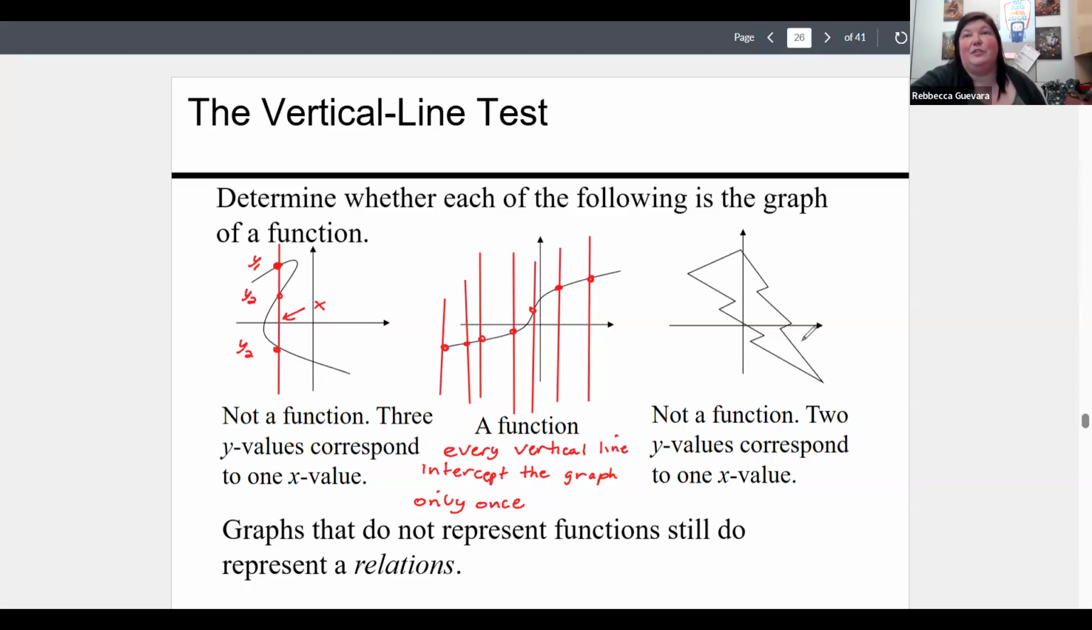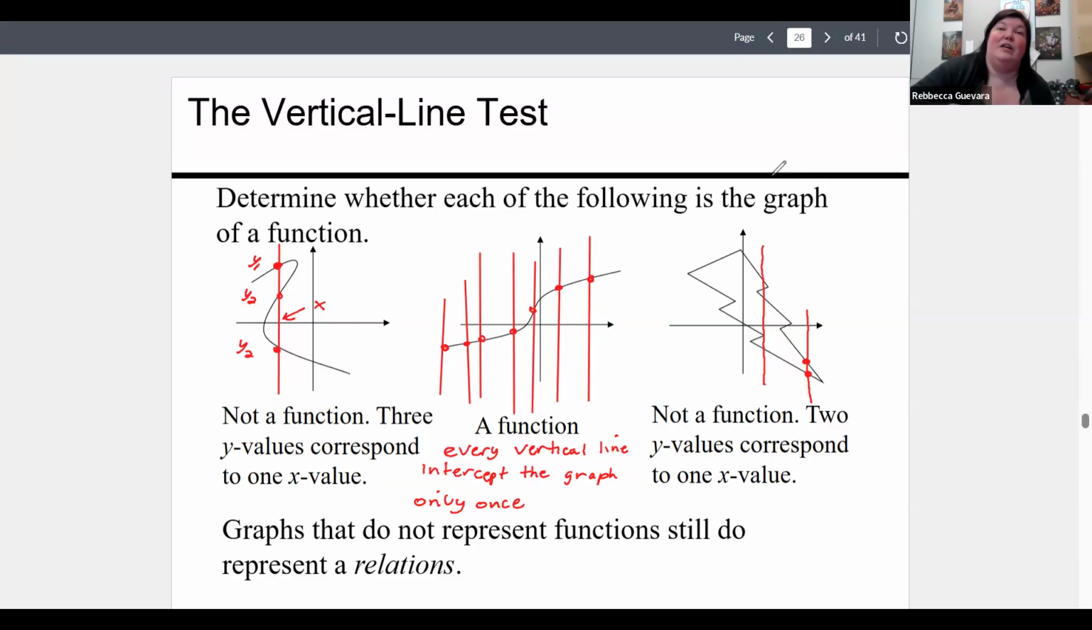I don't think we have to do much for this one. If I just do one vertical line here, I have two y values. So not a function, two y values correspond to one x value. Here, I think in that spot I cross 1, 2, 3, 4, 5 times. One x value corresponding to five y values.